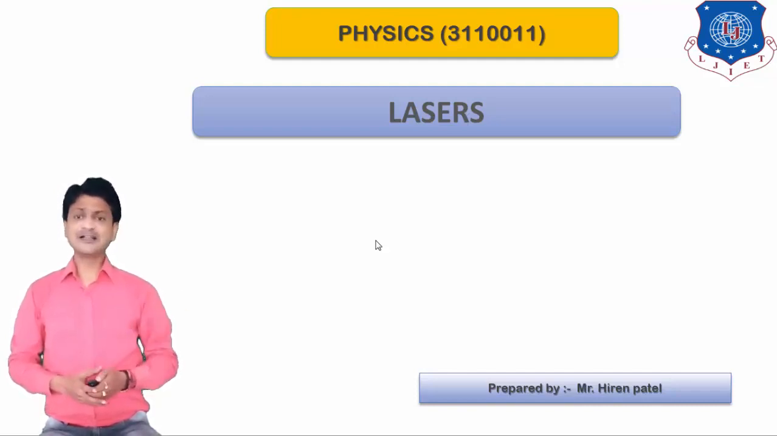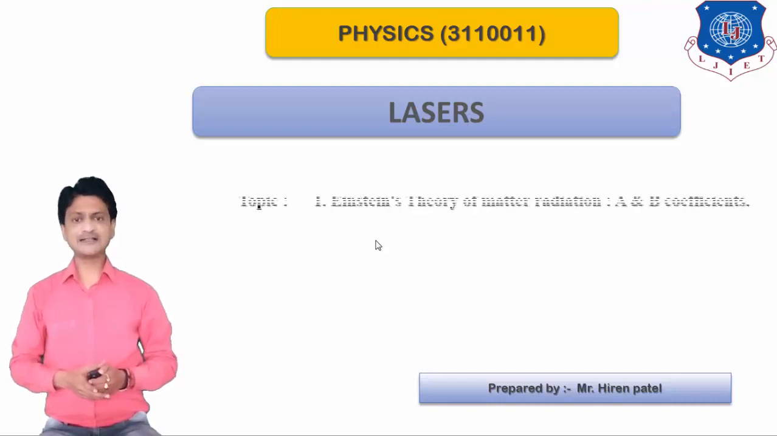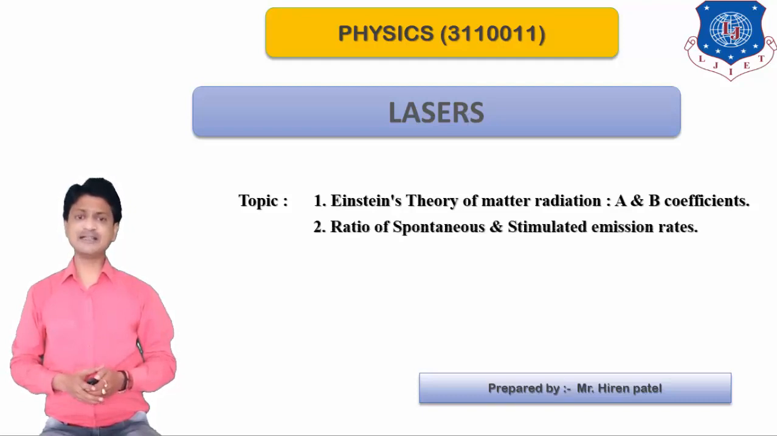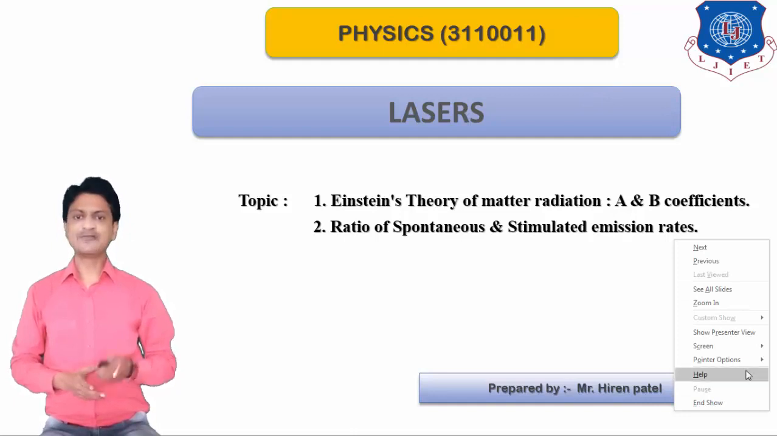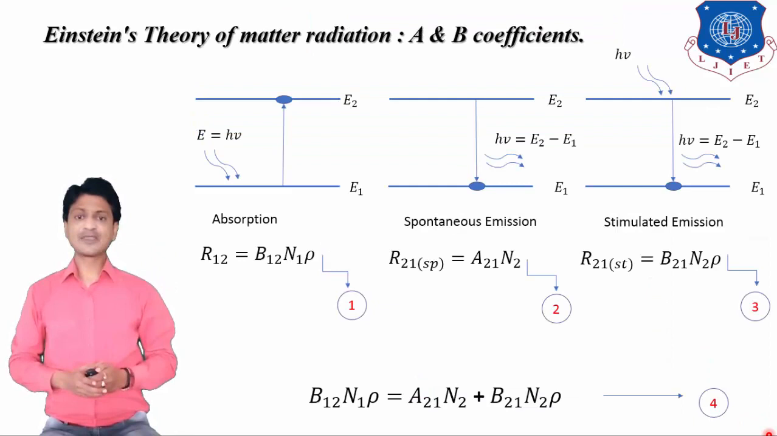Now, in this video, we are covering topics such as Einstein's theory of radiation and Einstein's coefficients, and we will derive the ratio of the rate of spontaneous emission and stimulated emission. So let's start with the Einstein theory. You can see in the figure, there are three processes: absorption, spontaneous emission and stimulated emission.